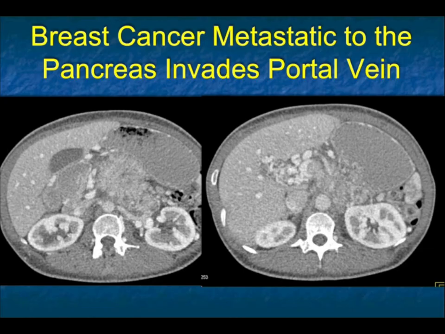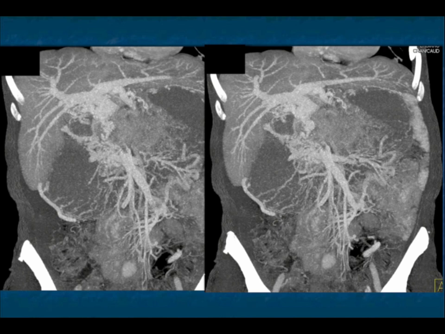Here's another patient, breast cancer metastatic to the pancreas and invades the portal vein. One thing we say with mets is typically they don't have vascular involvement. This case confuses you for that reason. There's a large mass in the head of the pancreas invading the patient's portal vein. I actually would have thought this was a neuroendocrine tumor based on its pattern of involvement. Not every neuroendocrine tumor is hypervascular. This was metastatic breast cancer.